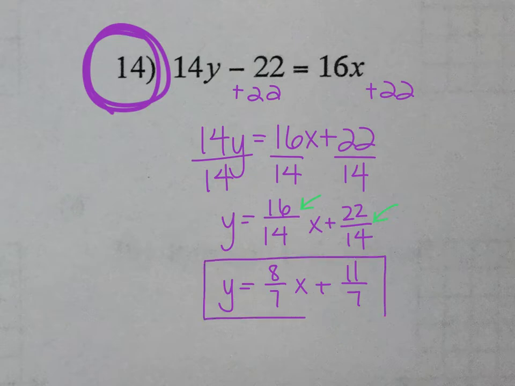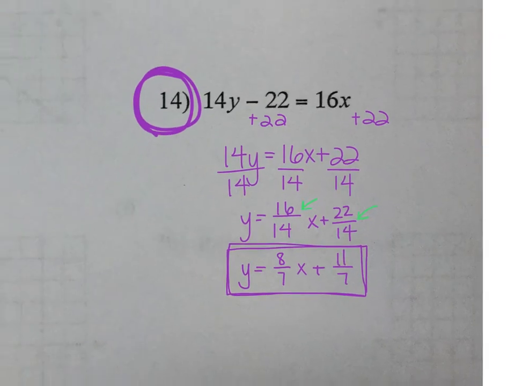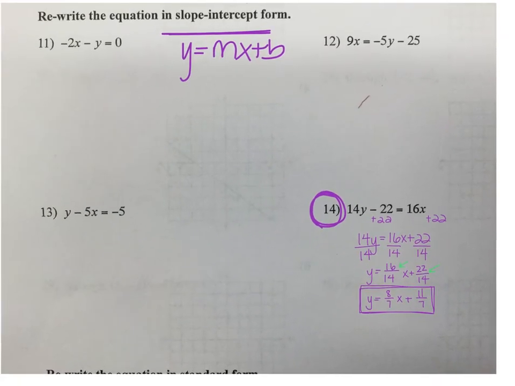Now I know that's a yucky looking equation, but this is actually in slope-intercept form because I have y by itself. I've got a slope of 8 over 7, and I have a y-intercept of 11 over 7. So that is your final answer, even though it has fractions. All right, you may want to finish or try and then check this section, 11 through 14, before you move on.